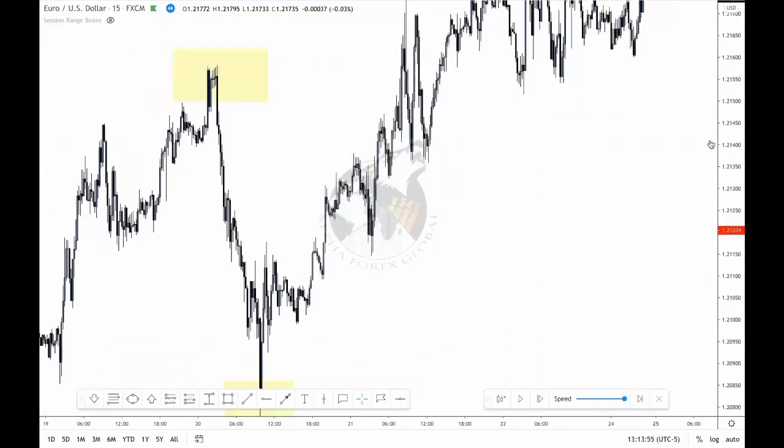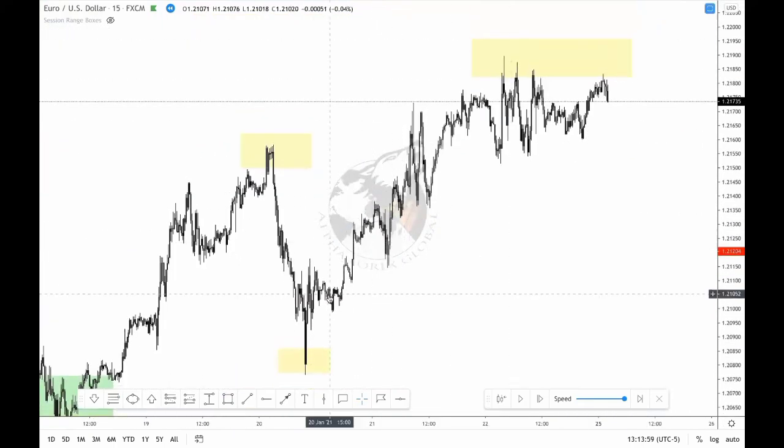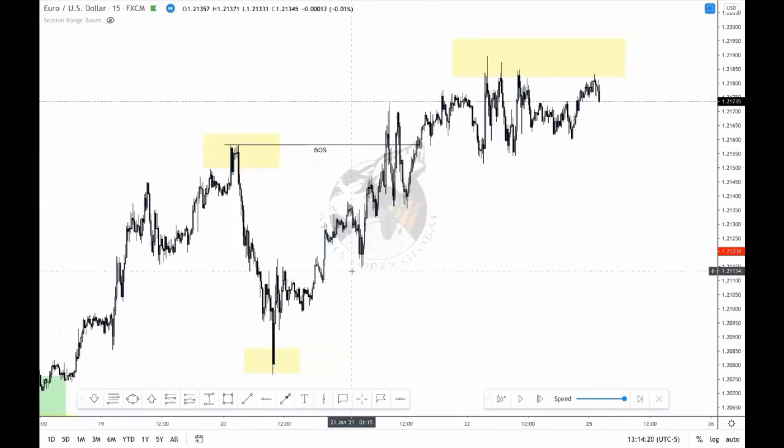Now this is the 15-minute time frame. It's evident that we broke structure on the 1-hour time frame right here. So we had this break of structure. So it's evident that the 15-minute is in an uptrend.